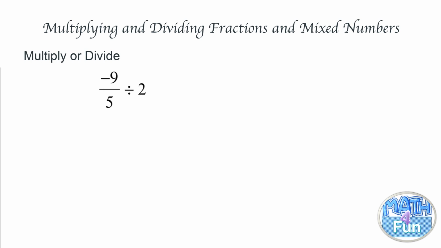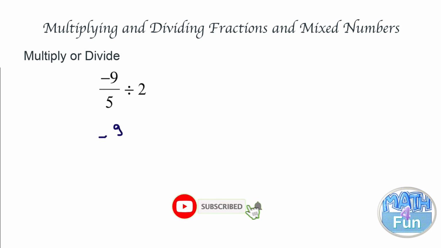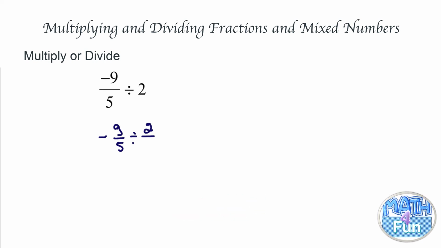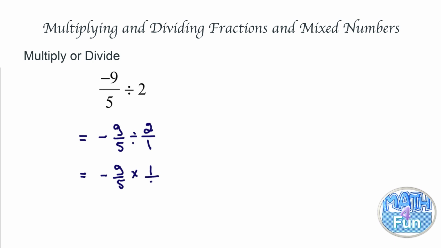Let's look at that. Here we have minus 9 over 5 divided by 2. You can write it as 2 over 1. Why? Because we need to flip the fraction. So we write equal minus 9 over 5 times 1 over 2.